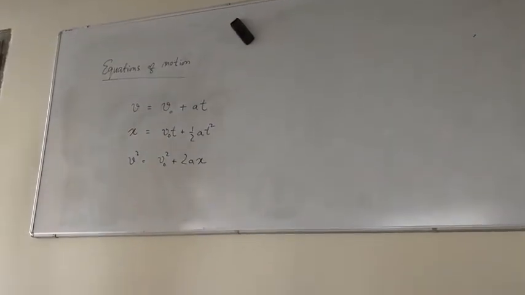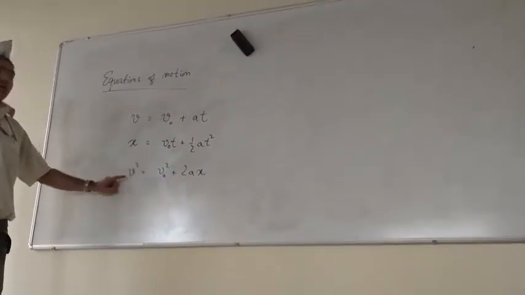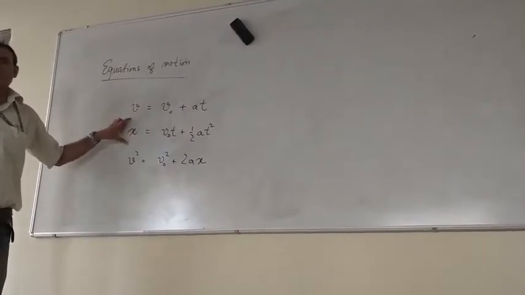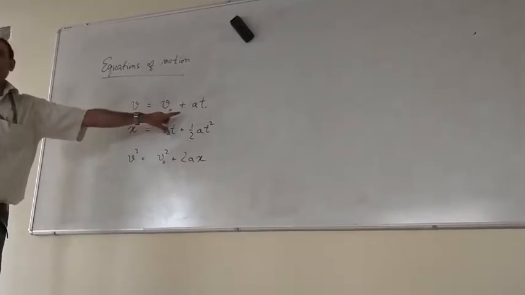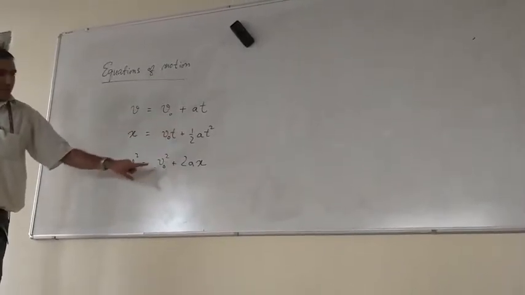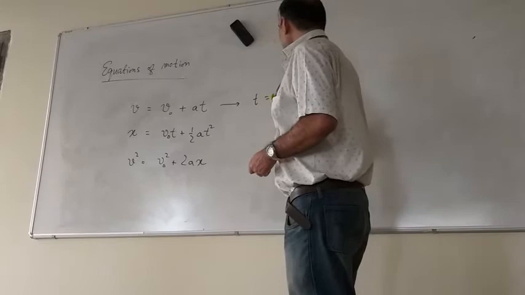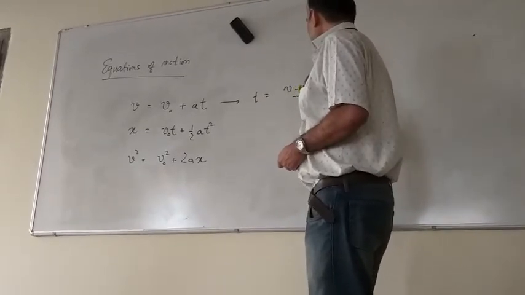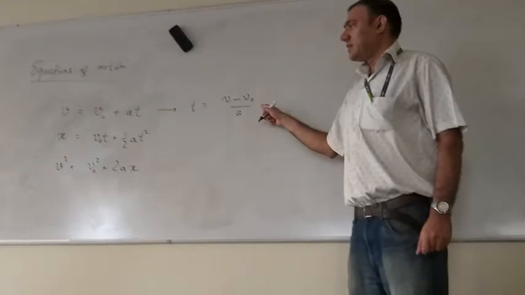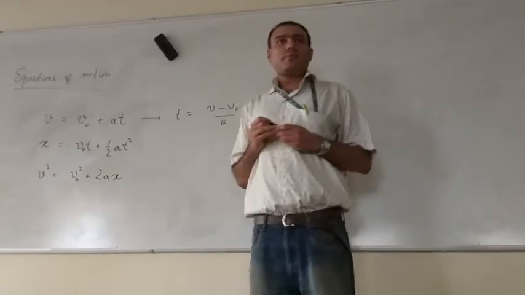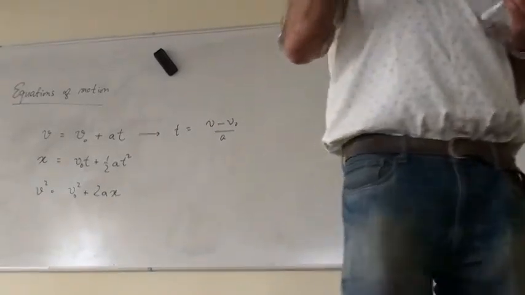And it is also to be kept in mind that the third equation is nothing new actually. It can be derived from the first. All you have to do is to eliminate time from the first two equations to get the third. How is that done? So from this you get t equals (v minus v naught) divided by a. Substitute this t in the second equation. You get, so the third equation is nothing new, but it directly connects the velocity with the displacement without involving time. That's what it is.